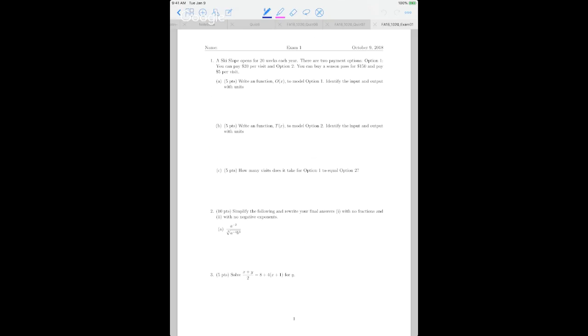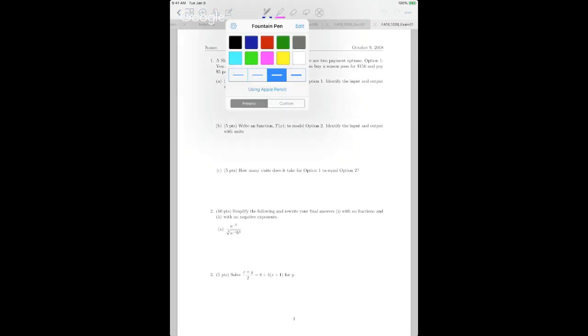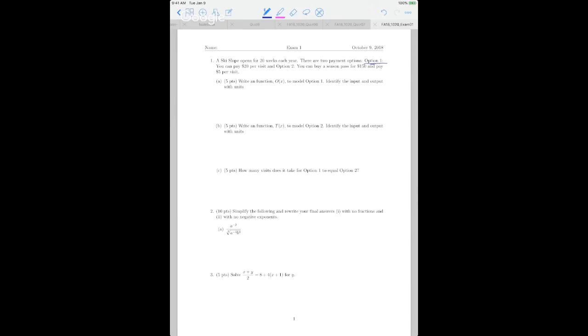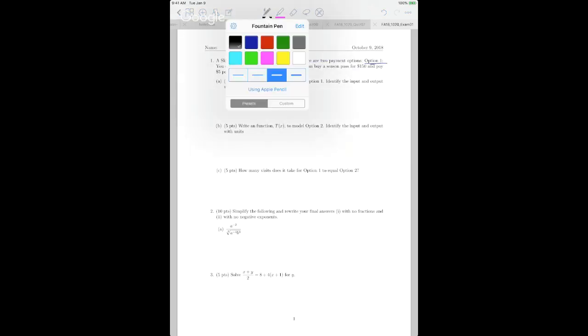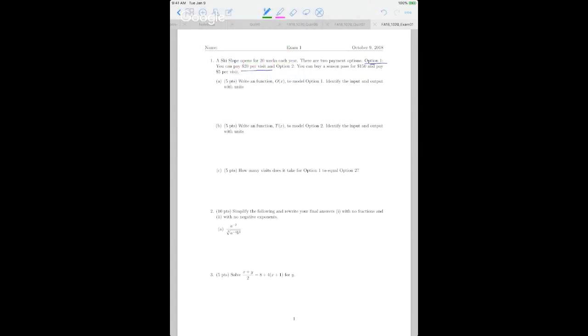The ski slope. So we've got two payment options. So we're writing two functions. I guess that's the key to this. So option 1 here says $20 per visit. And then we have option 2, where we pay $150, but then we only pay $10 per visit. So flat rate and a smaller per visit payment.